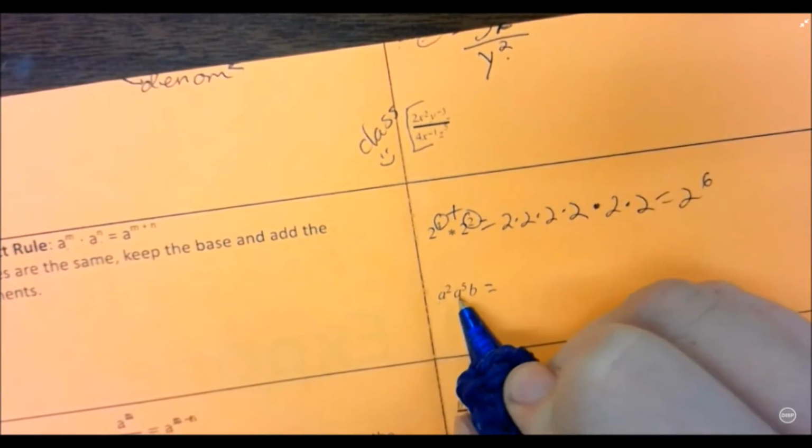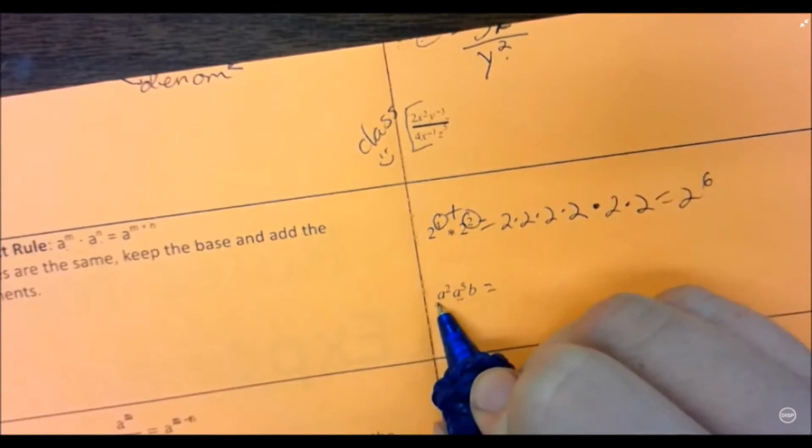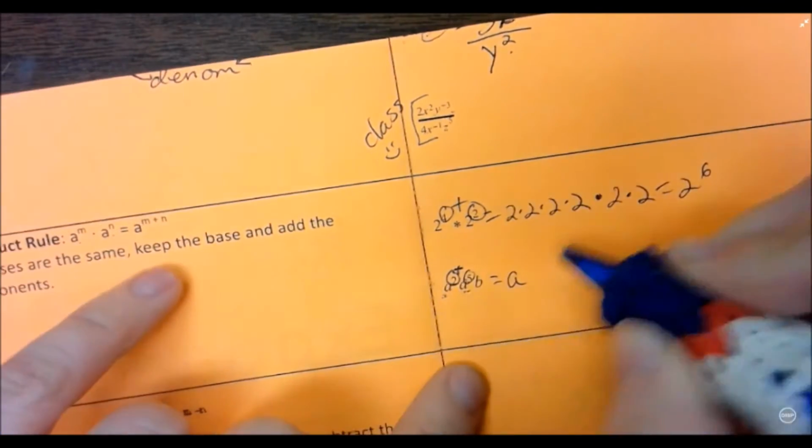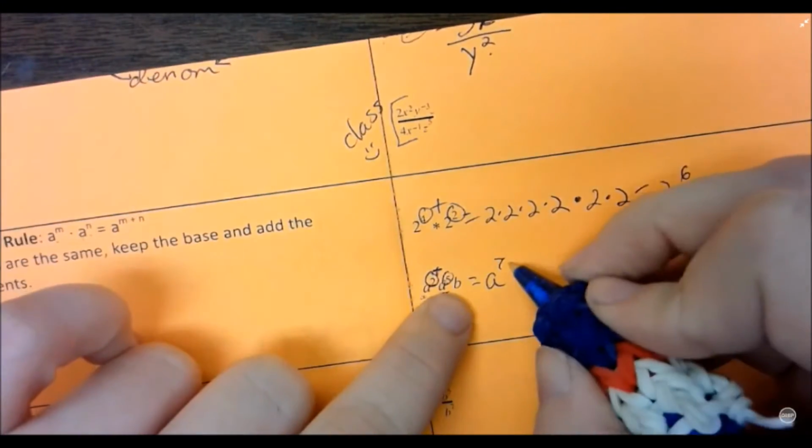This one, my a's have the same base. They're both a to a power. So I can go ahead and combine them using product rule. 2 plus 5 is 7, so I have a to the seventh, and then just times b.